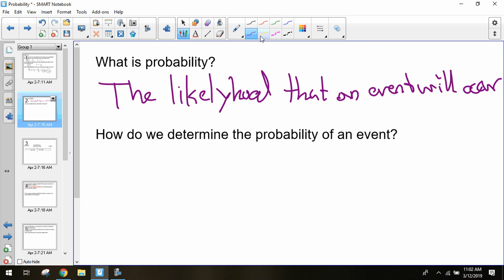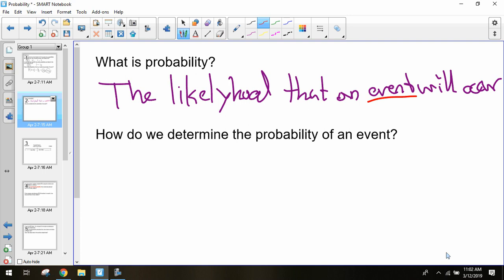We use that word event a lot in mathematics when we talk about probability. An event is anything that can occur. So rolling a dice and getting a 6, that is an event. Or getting a 1 is an event. Flipping a coin and getting a heads is an event. So we're looking at the probability of a certain event. How likely will that certain event occur?